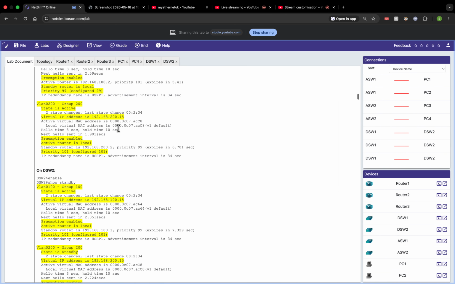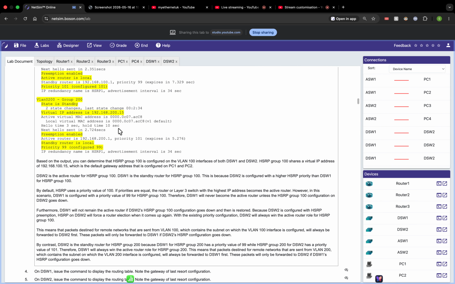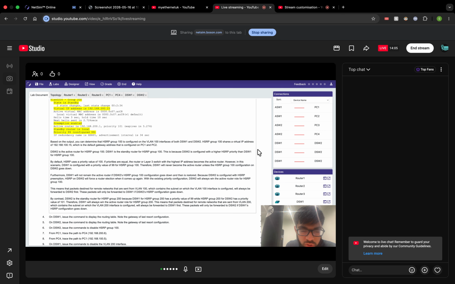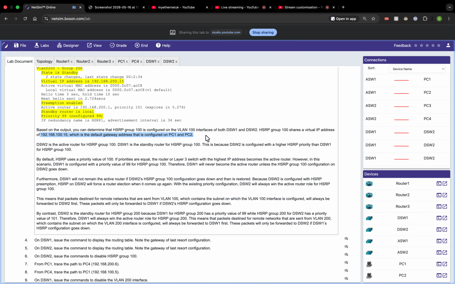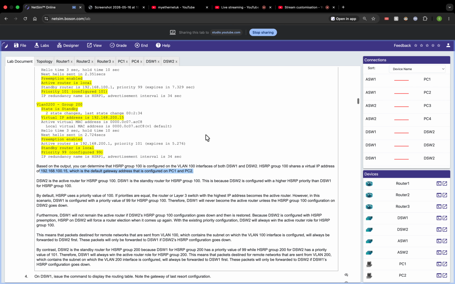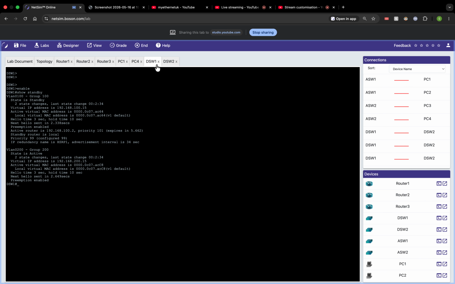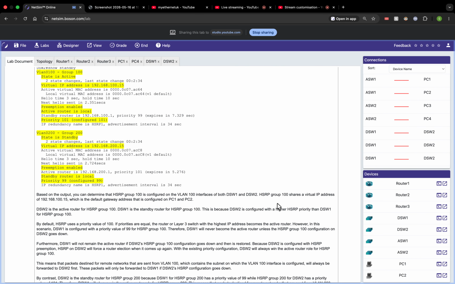Go back to the document. Let's have a look. Based on the output, you can determine that HSRP group 100 is configured on the VLAN 100 interfaces of both DSW1 and DSW2. HSRP group 100 shares a virtual IP of 192.168.100.15, which is the default gateway address that is configured on PC1 and PC2. You can see HSRP group 100, group 200.